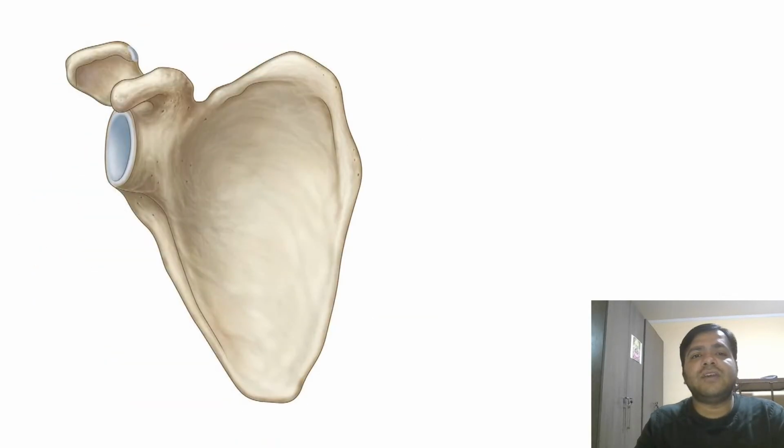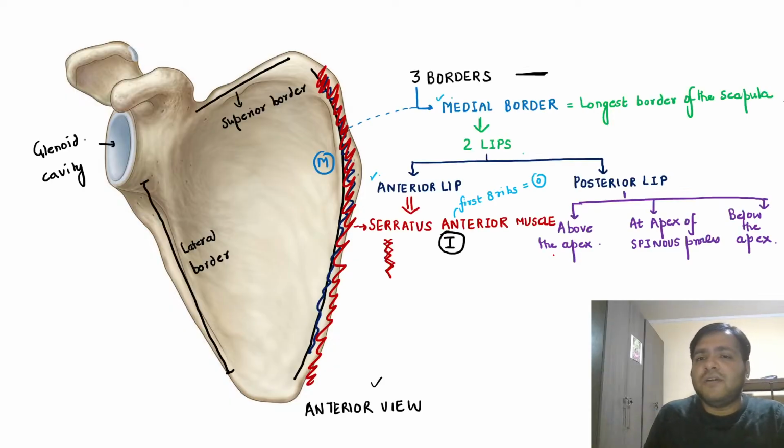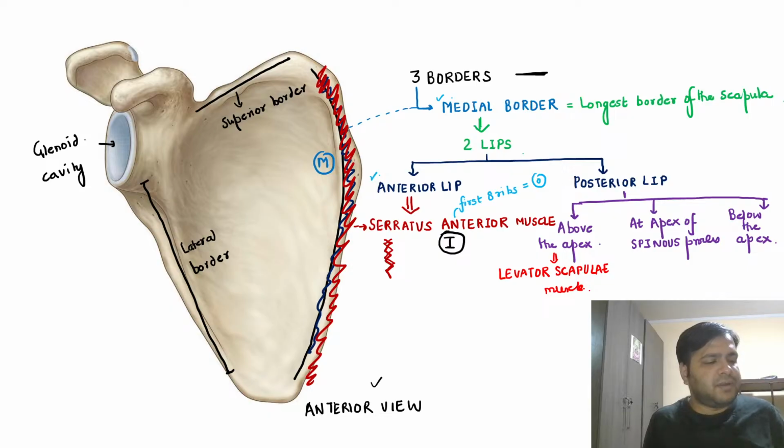Now let us just try to mention this in our notes. Above the apex we have levator scapulae muscle. At the apex we have rhomboid minor muscle. Below the apex we have rhomboid major muscle.